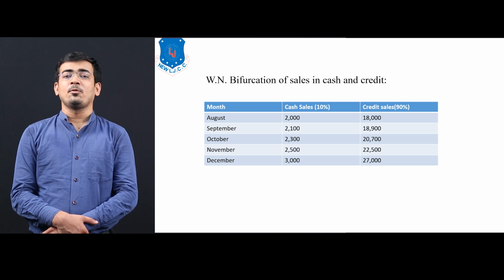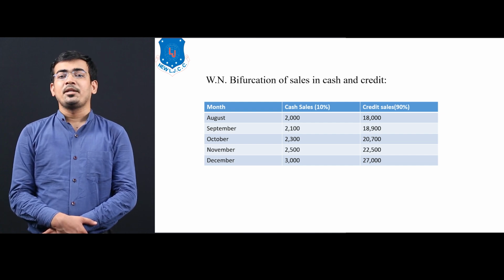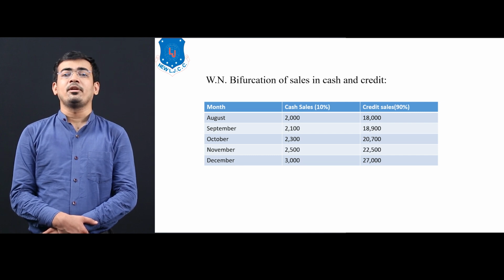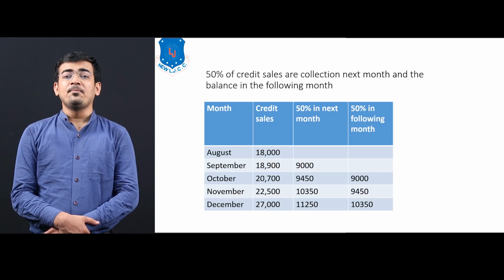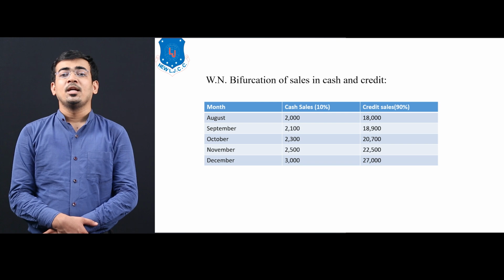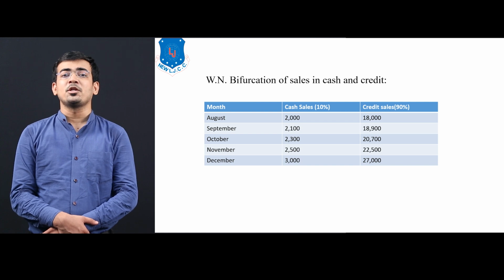How? We take a working note, the bifurcation of sales into cash and credit. 10% are cash sales and 90% are credit sales. For August, 10% is 2,000 and 90% is 18,000. For September, 2,100 is the 10% and 18,900 is the credit sales. Next, 50% of credit sales are collected next month and the balance in the following month. How will we do this? We know that in August 18,000 is the credit sales, that is 90% of the total amount, and in September 18,900 is the credit sales.